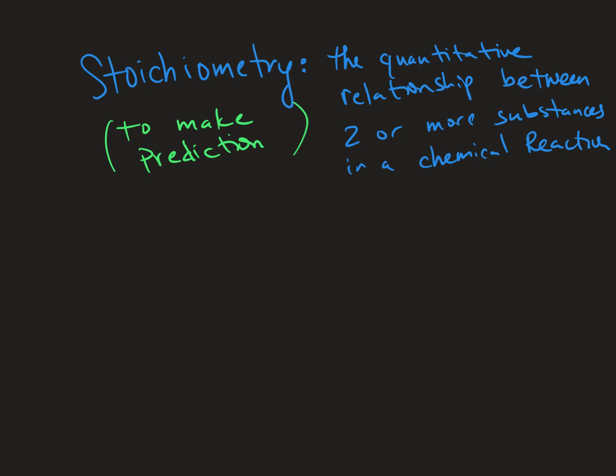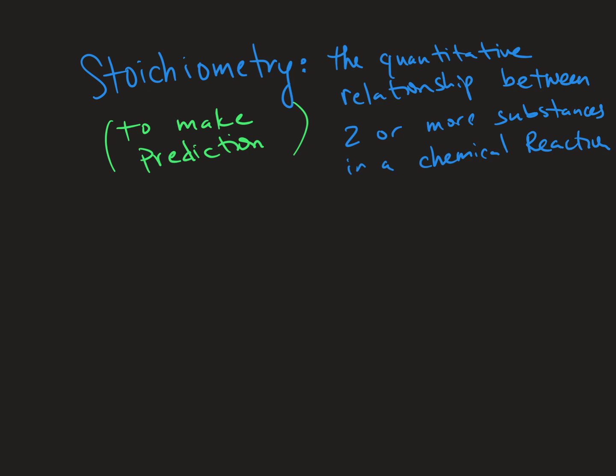I'm going to show you one last step, and then we have all of the pieces and parts that we can use to make predictions in a chemical reaction. So this is the main thing that we do here in chemistry, okay? For this class anyway. Good?